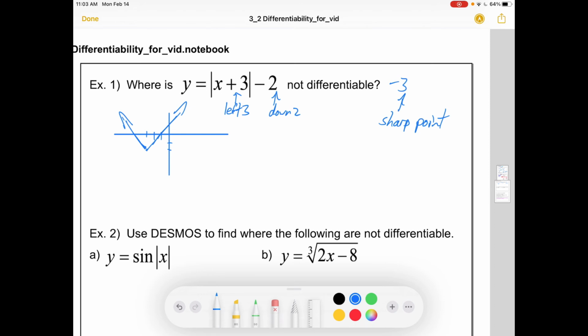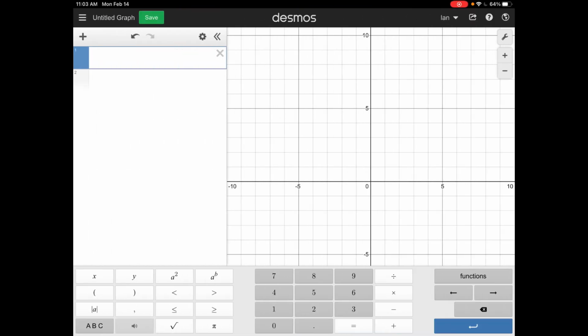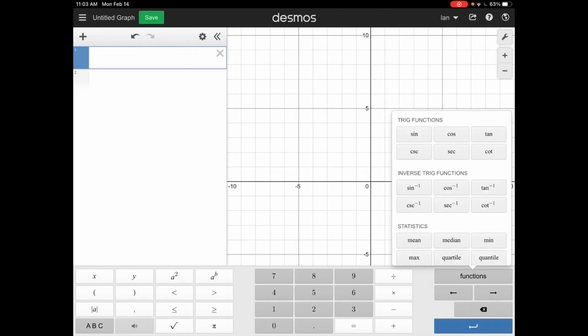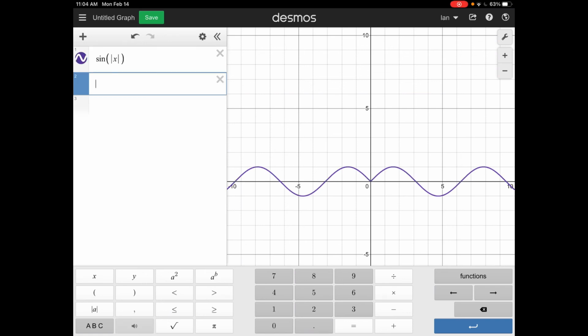So if you looked at these next ones, we are going to look at Desmos to get an idea of these weird functions. But you can already tell what are the fishiest values on them. So let's look at sine of absolute value of x. I go functions, I choose sine, I use my absolute value symbol. Okay. And there it is. And you can see right at 0, there's a sharp point. Let's get the other one while we're at it.